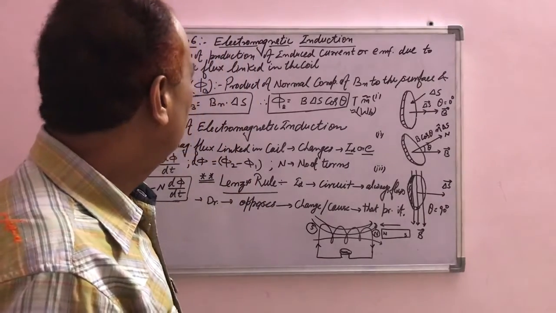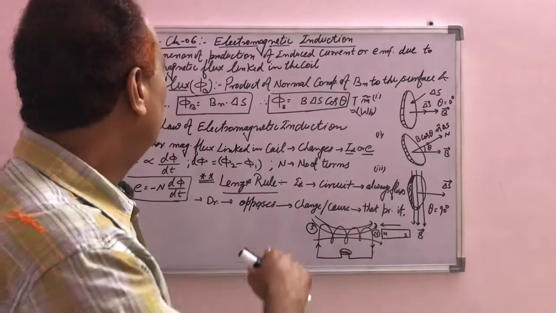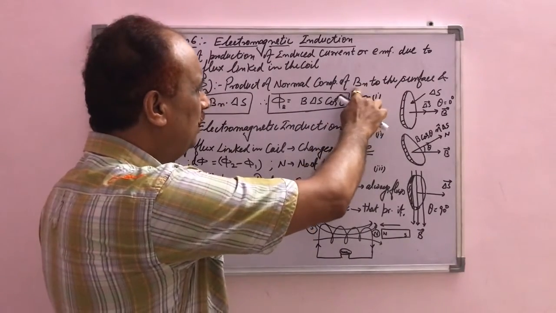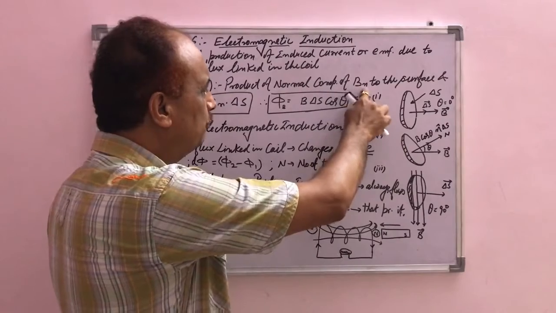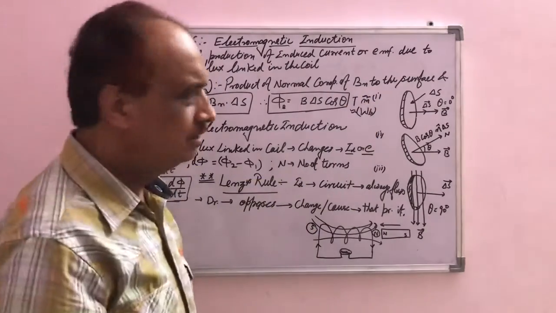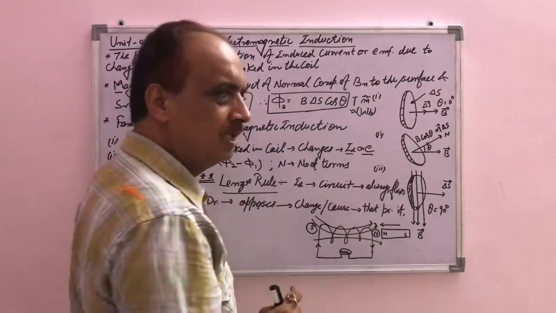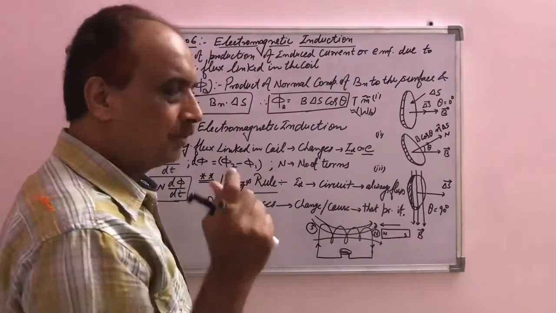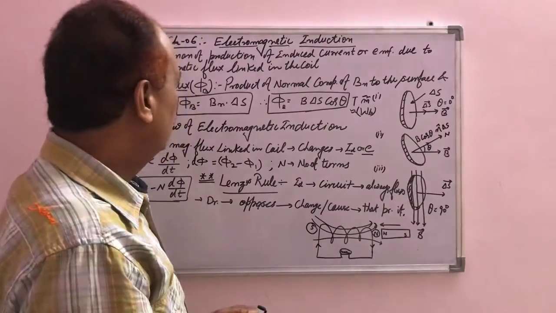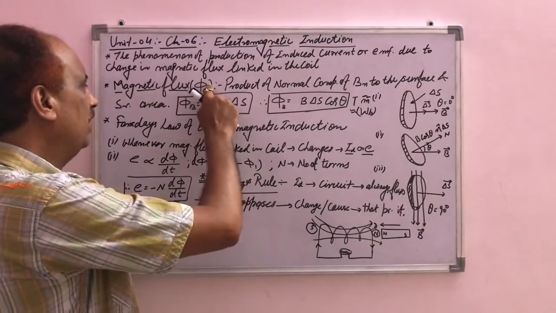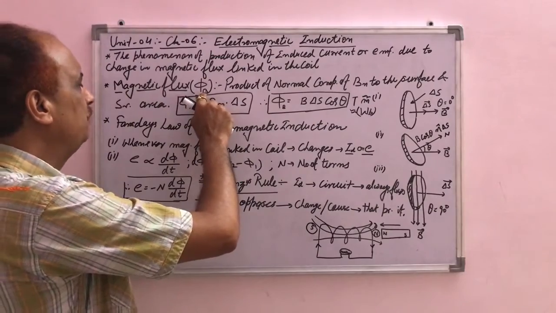Or in other words, we can say that the product of the normal component, that is Bn, the normal component of the magnetic field, to the surface and the surface area is known as magnetic flux, and it is denoted by phi, or maybe written as phi b.